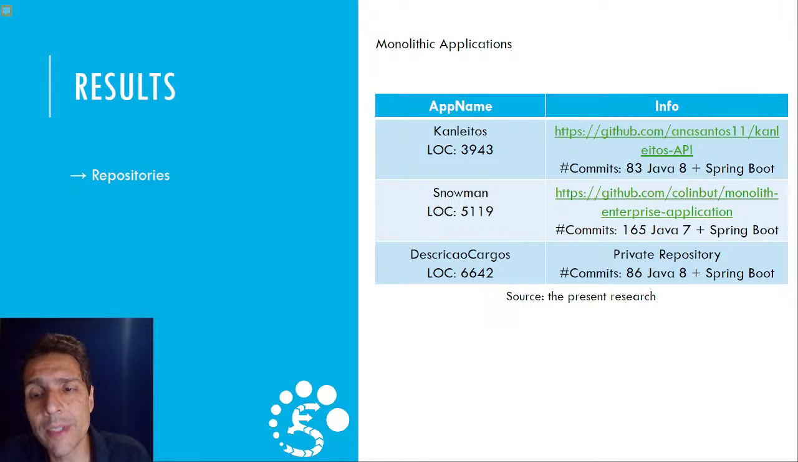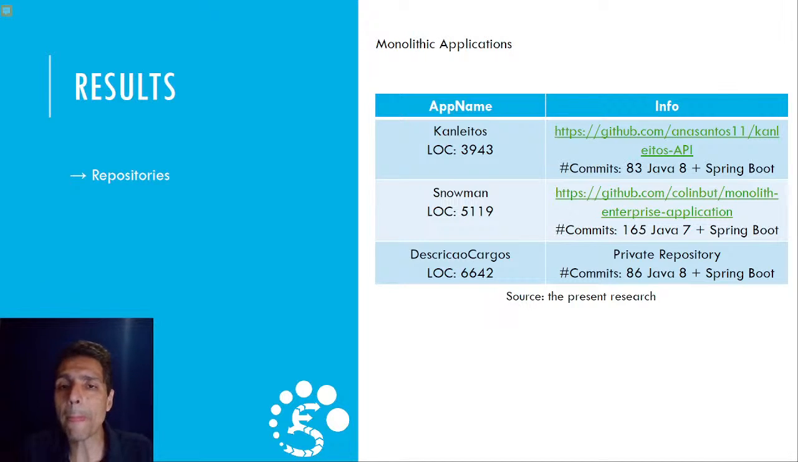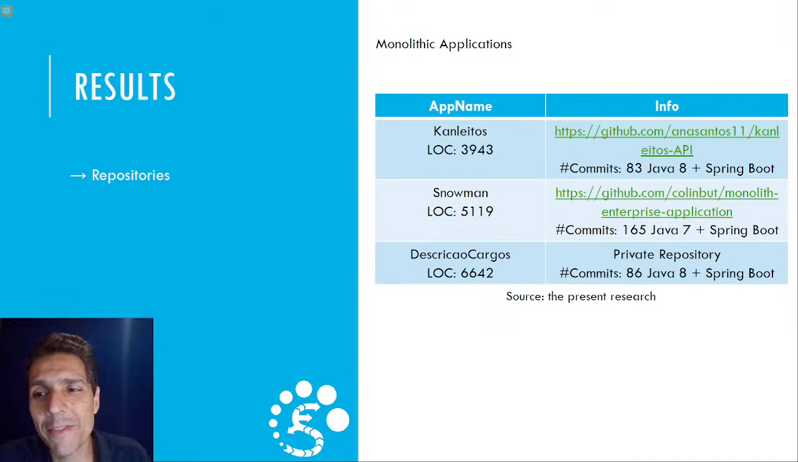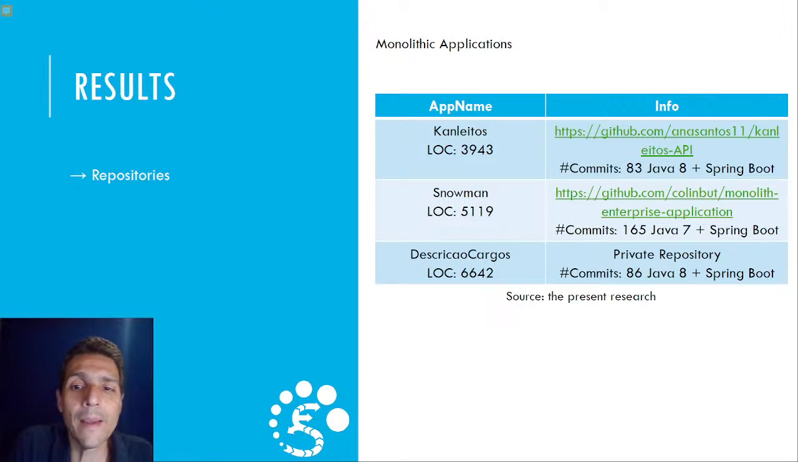Of course, we could choose any Java application. Our tools are limited to Java, okay, for now. It's not limited to Spring Boot, it's just a coincidence, because Ana worked with Spring Boot. But it's limited to Java for now. And these projects have about 80 commits, 165 commits and 86 commits.